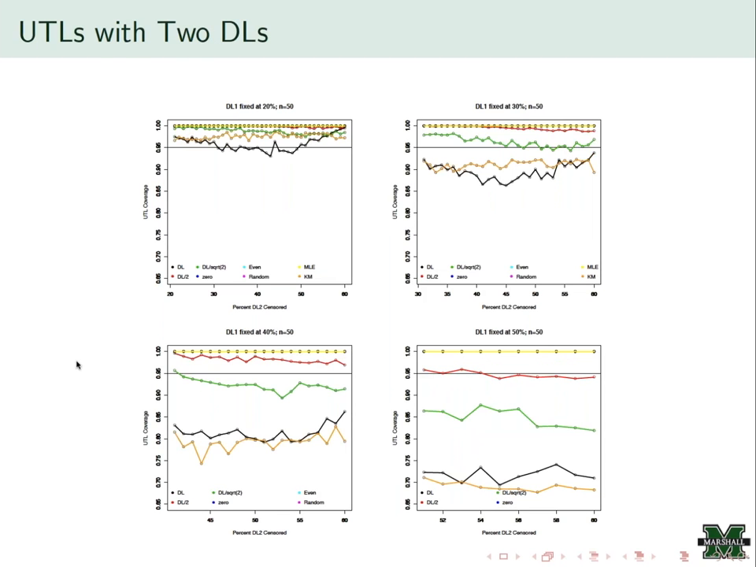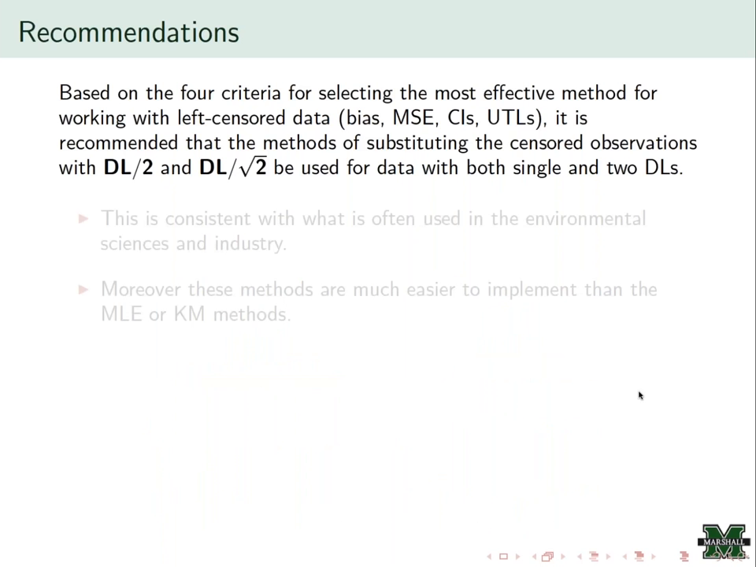So moving on to the upper tolerance limits, it does depend on the censoring value in this case, because it looks like when the first detection limit is set at 20%, the substituting with the detection limit looks very good. And then at 30%, it looks like substituting with the detection limit over square root of 2 is very good. And then moving on to the detection limit at 50%, the detection limit over 2 is the best method.